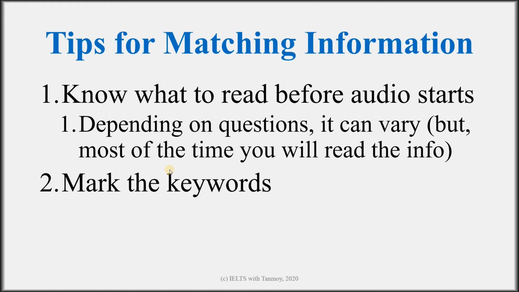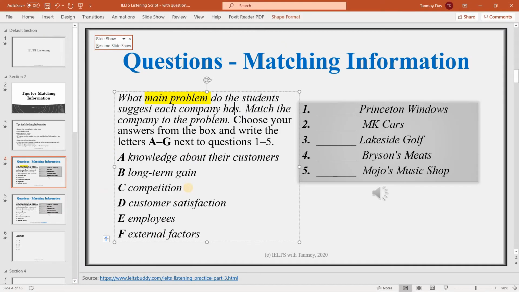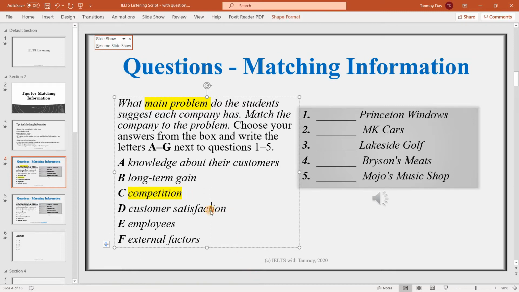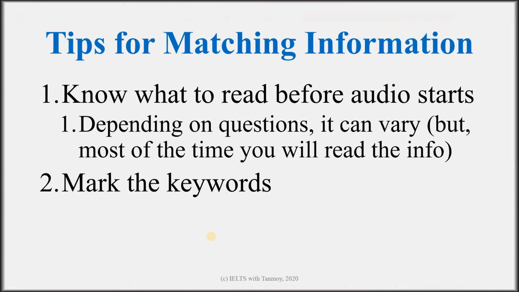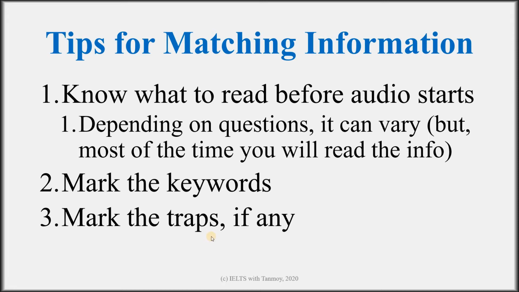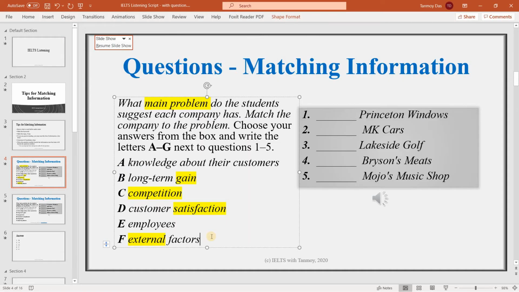Mark the keywords. For this particular question, keywords can be competition, then satisfaction, employees, external factors. These answers are short, but for longer phrases, you need to identify one or two words. Okay? Mark the keywords and then check if there is any trap. In this particular question, I didn't find any trap, so maybe we are good to go.